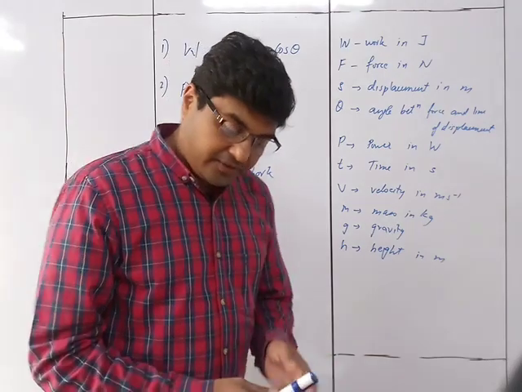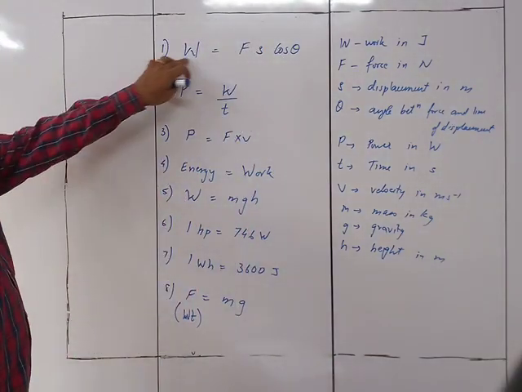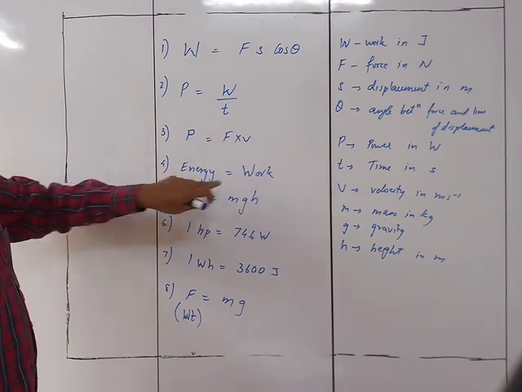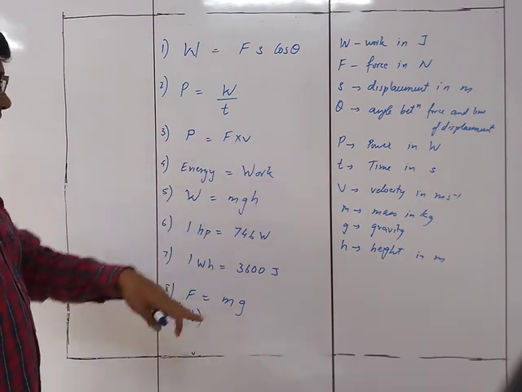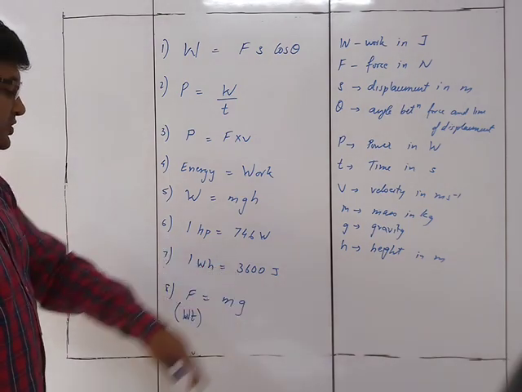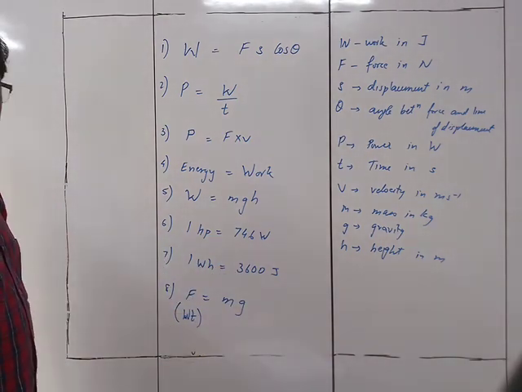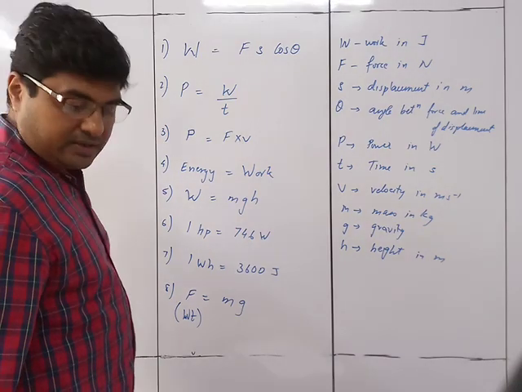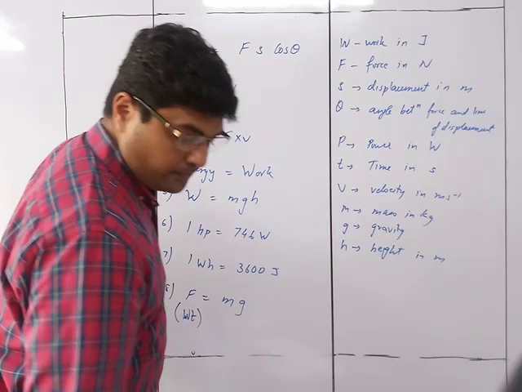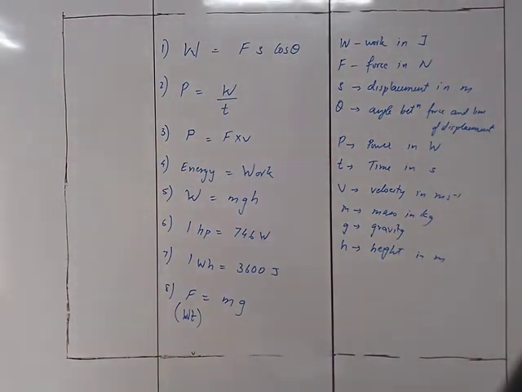So these are the different formulas which you need. W is equal to Fs cos theta, P is equal to W upon T, P is equal to F into V, energy is equal to work, and W is equal to mgh. 1 HP is equal to 746 watt, 1 kilowatt hour is equal to 3600 joule, and weight is equal to m into g. We need this as the first thing in case of solving numericals. Now we move further.